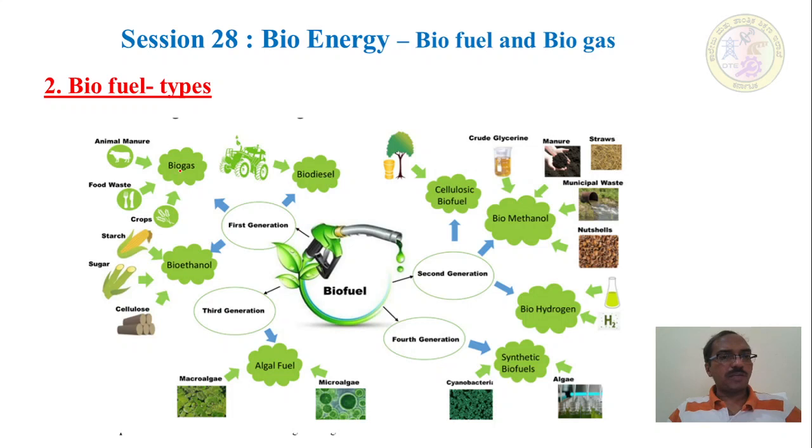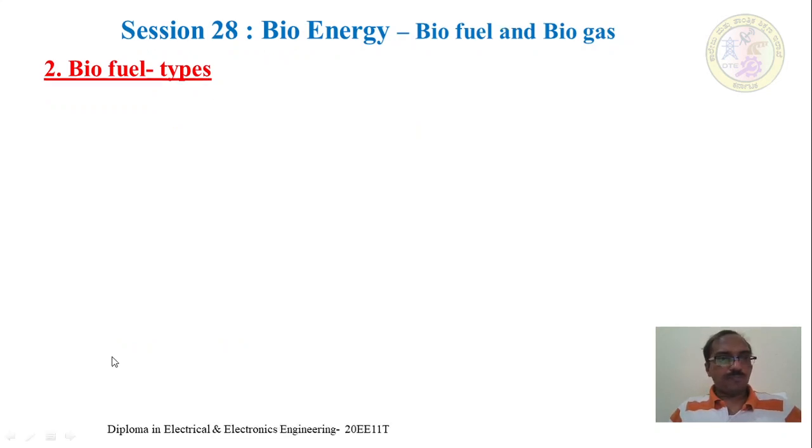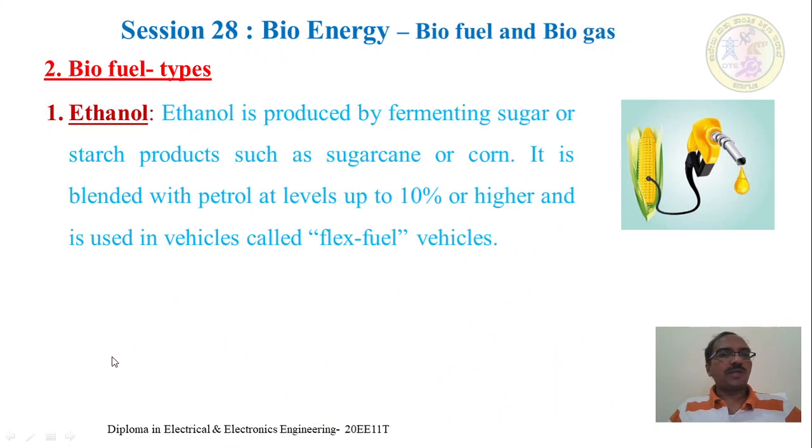We try to explain what these three important fuels are. The first one we can call ethanol. What is ethanol? It is produced by fermentation of sugar and starch products, such as bagasse or a starch product like corn, as I have shown in the figure over here.